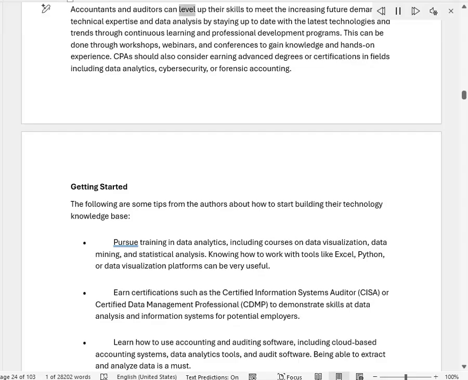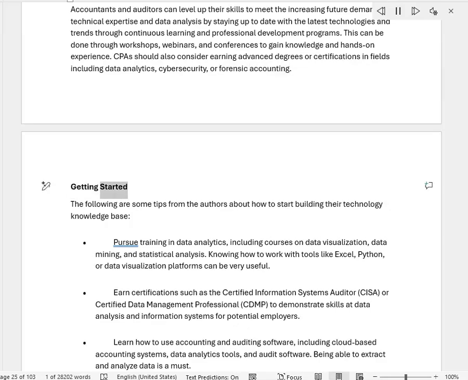Leveling up skills. Accountants and auditors can level up their skills to meet the increasing future demand for technical expertise and data analysis by staying up to date with the latest technologies and trends through continuous learning and professional development programs. This can be done through workshops, webinars, and conferences to gain knowledge and hands-on experience. CPAs should also consider earning advanced degrees or certifications in fields including data analytics, cybersecurity, or forensic accounting.